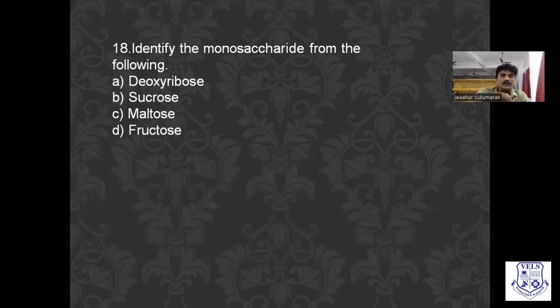Identify the monosaccharide from the following. A deoxyribose, B sucrose, C maltose, D fructose. Which one? Anyone say? What's the answer? Monosaccharides are the simplest carbohydrates which cannot be hydrolyzed to simpler units. Deoxyribose is a monosaccharide. So the answer is deoxyribose.